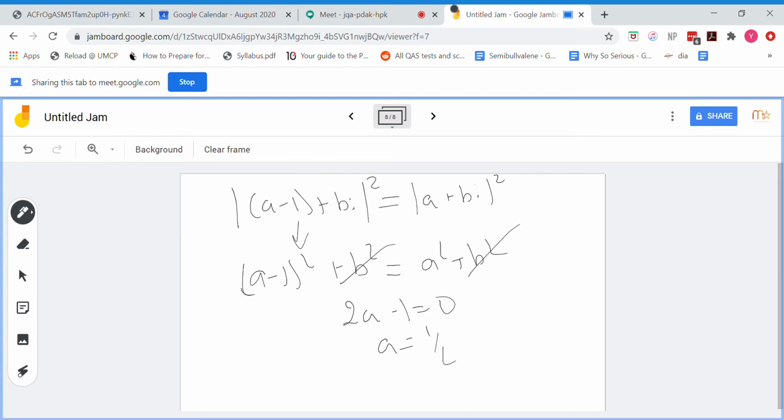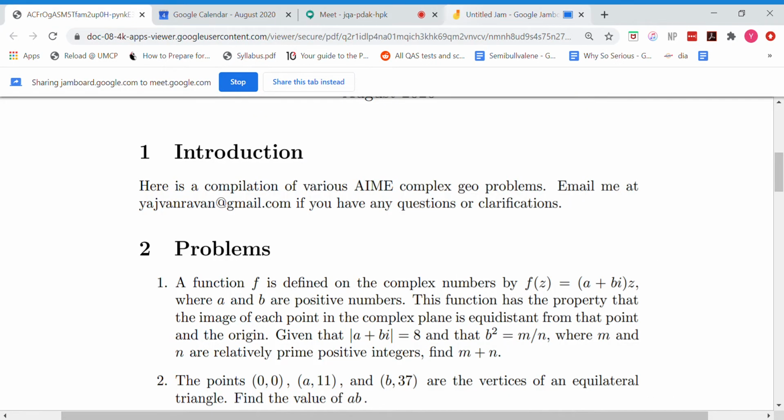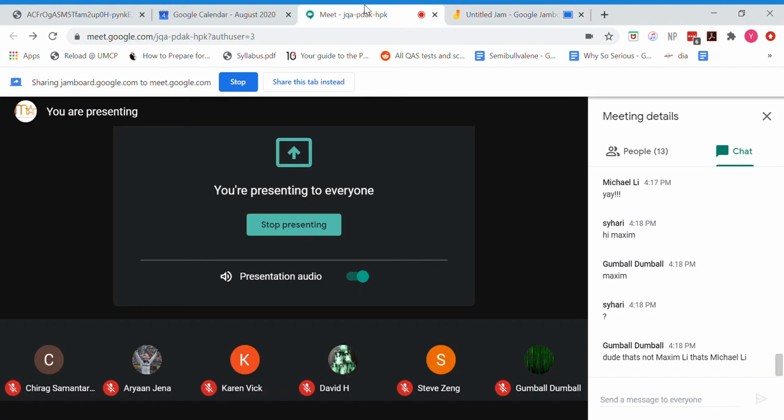Alright, so now that we have a equals half, one more thing that we're told is that the magnitude of a plus bi is equal to 8. So this equals 8 squared. This is obviously 64. And so if a equals half, then a squared is 1/4 plus b squared equals 64. And so b squared equals 255 over 4. Alright, any questions?